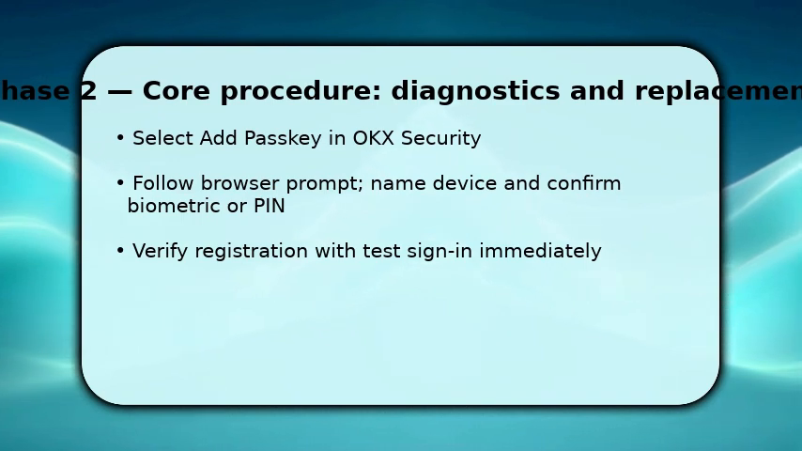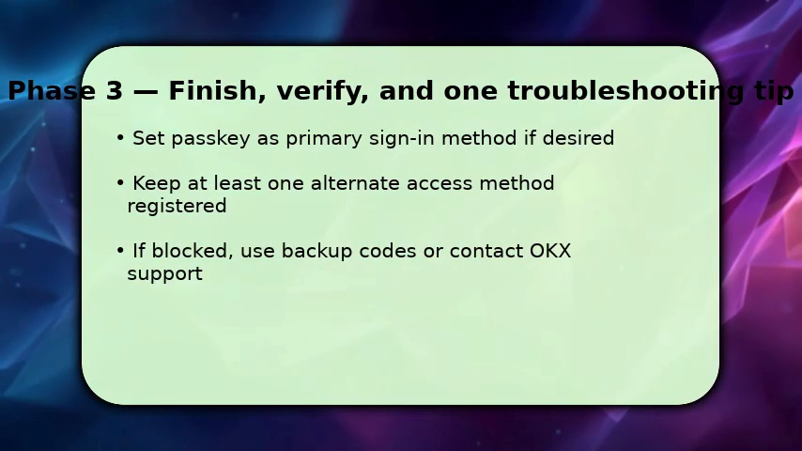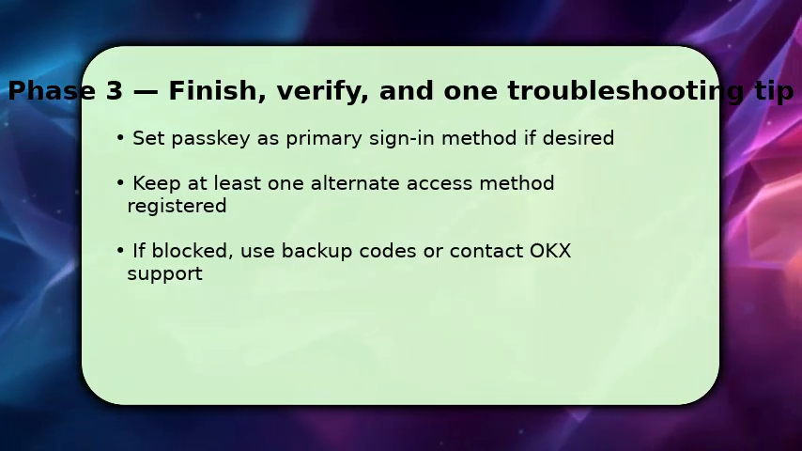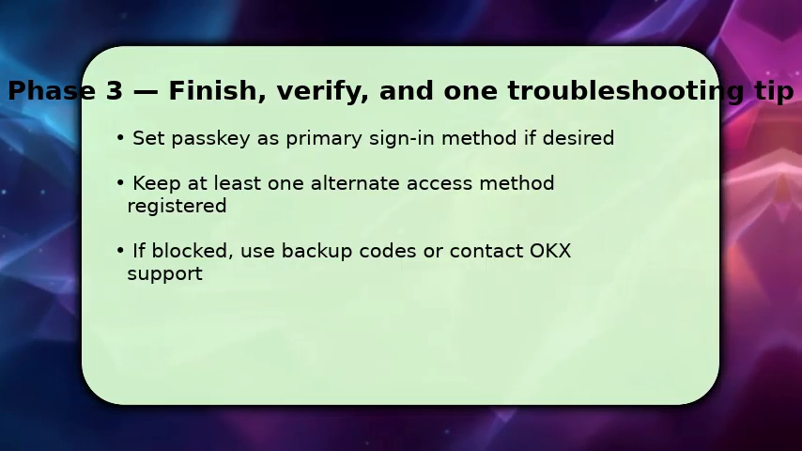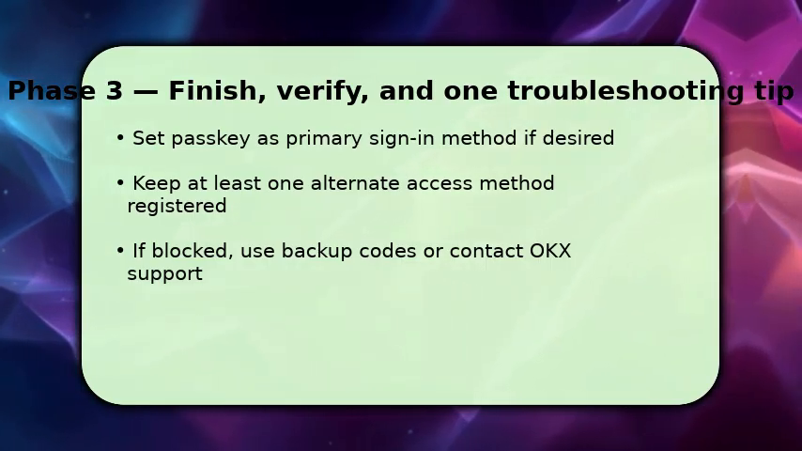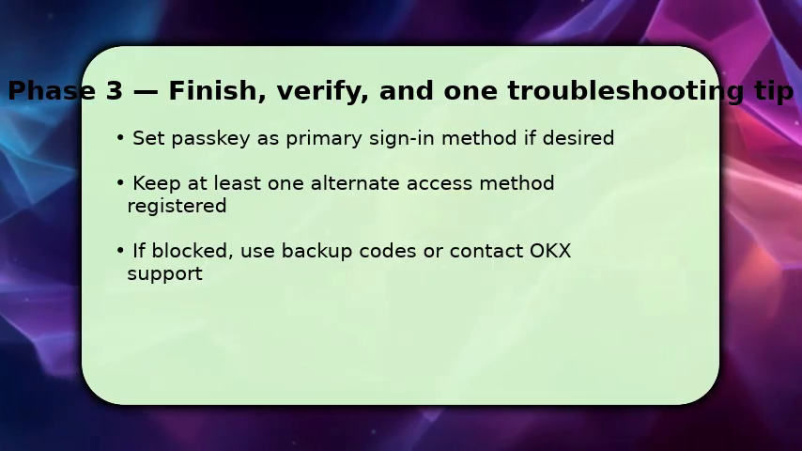Finish by optionally setting the Passkey as your primary sign-in method and removing obsolete keys. Do this only after successful tests. Make sure you retain at least one alternate access method, like backup codes or another device, because passkeys are device-bound.